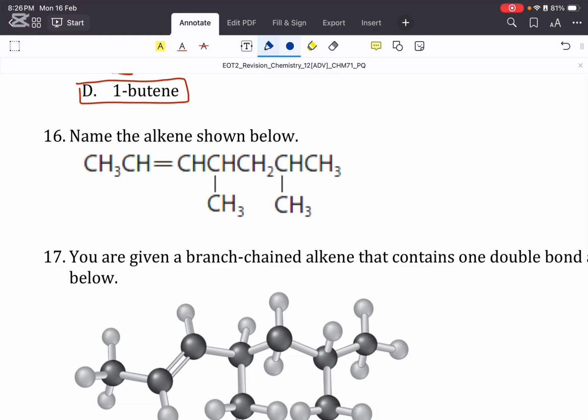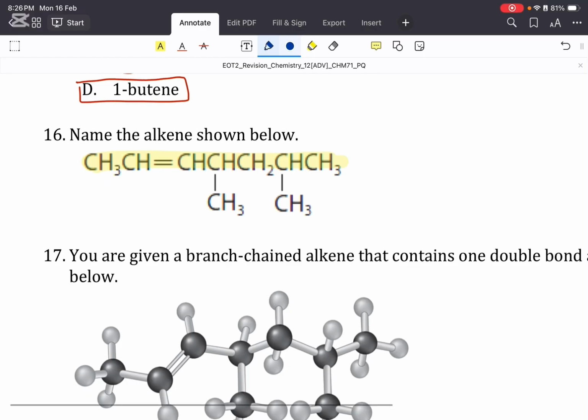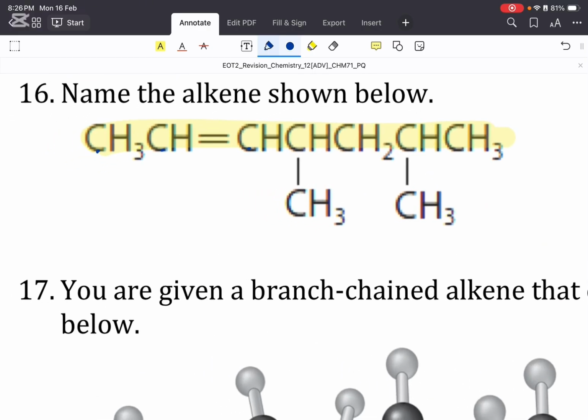Name the alkene shown below. Again, we need to select the main longest carbon chain, including the double bond. So let's first put the numbers. 1, 2, 3. The side that is closer to the double bond is from the left.